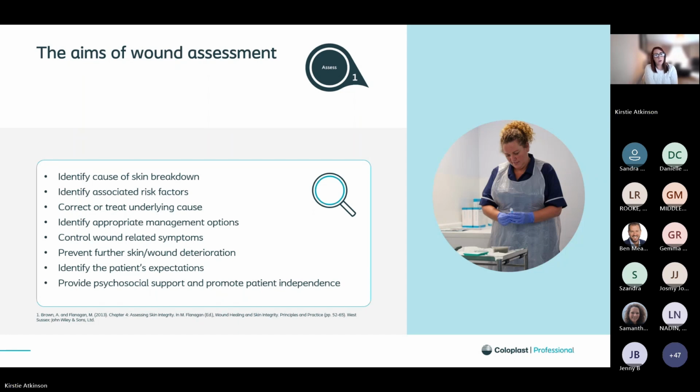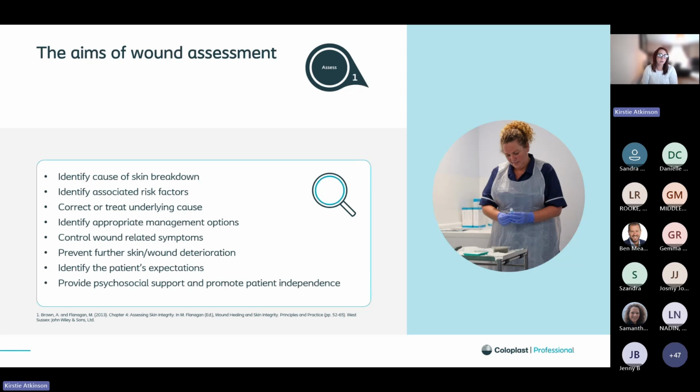And luckily enough, that patient did go down to actually twice weekly dressings. But his expectation was just to go to daily, so we exceeded his expectations anyway. You also want to provide psychosocial support and promote patient independence and some form of supported self-management that can really help with their quality of life.